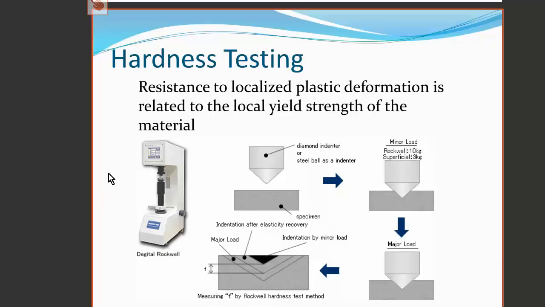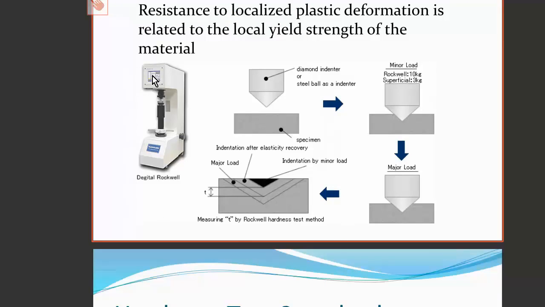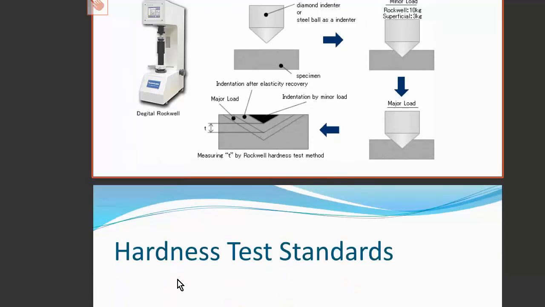Here we see a hardness machine. The sample goes right here, and there's a sequence of operations to preload it before applying the force and measuring the amount of deformation that occurs. This particular machine shown is fully electronic, but manual versions are also available. And a readout is given.